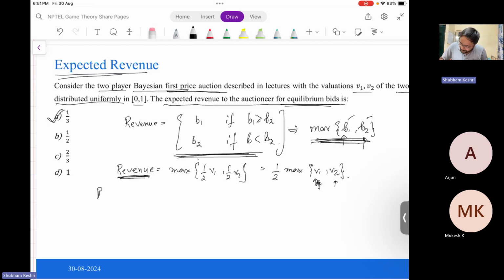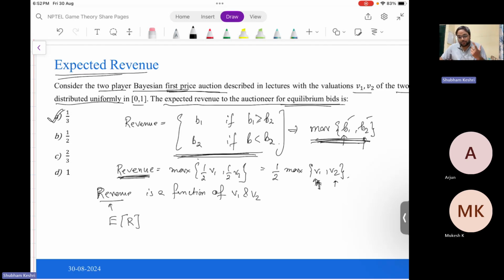What is revenue? Revenue is a function of V1 and V2. And what are V1 and V2? V1 and V2 are random variables. So therefore, revenue itself becomes a random variable, and it becomes uncertain. Therefore, what we'll do is calculate the expected value of revenue. What is the revenue in expectation terms?